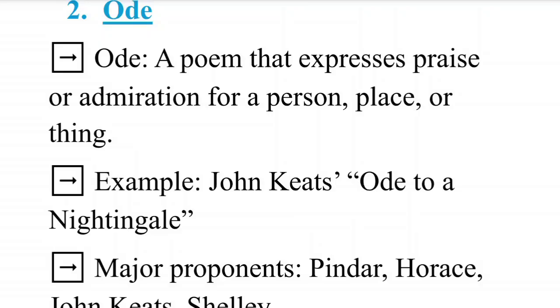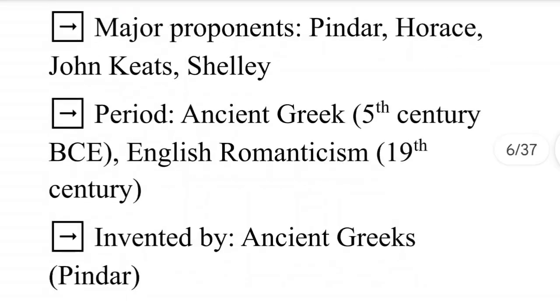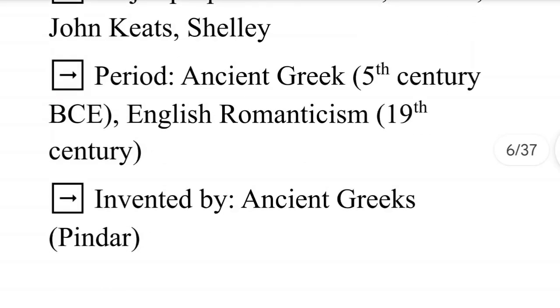Dash is a poem that expresses praise or admiration for a person, place, or thing. And the answer is ode. And also it was invented by the ancient Greeks, especially the ancient Greek poet Pindar. Ode was invented by Pindar. You can also expect a question on the invention of ode. Who invented this form of poetry, that is ode? And the answer is Pindar.